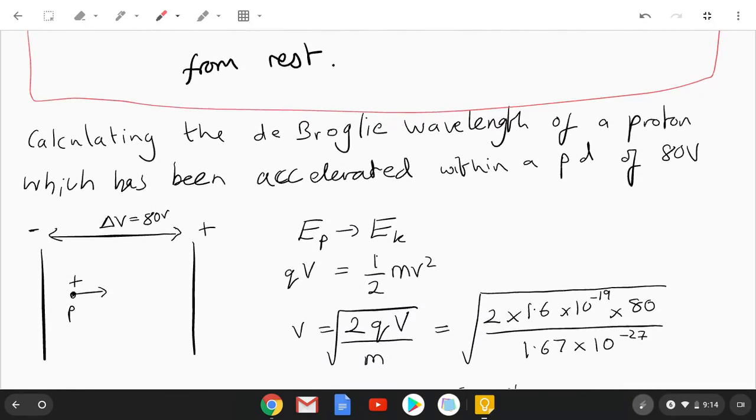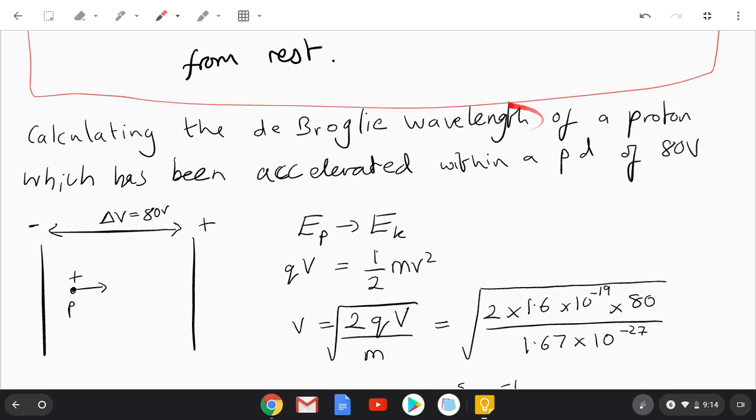So the first part, we're looking at calculating the de Broglie wavelength of a proton which is accelerated within a PD of 80 volts. So a proton, a particle, is moving after it's been accelerated at a finite speed. After it has completely sped up, what speed would it be? We will work that out first, and then using that speed, we will use de Broglie's wavelength formula and work out this wavelength. So on the left here, I've drawn a picture.